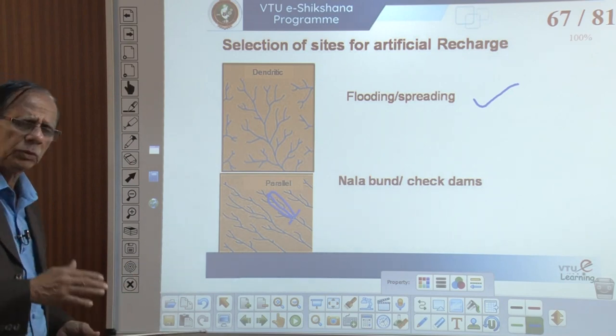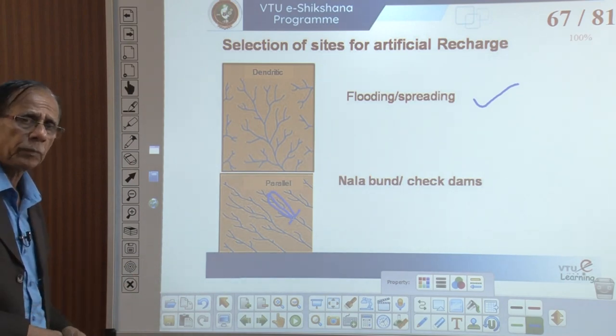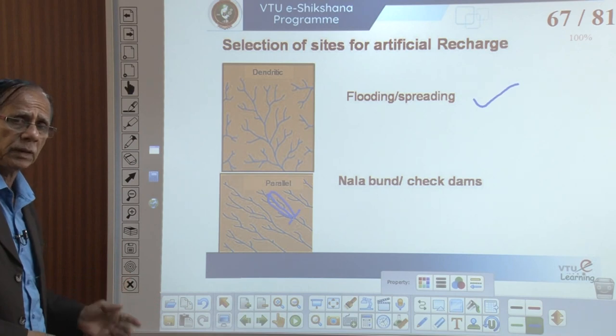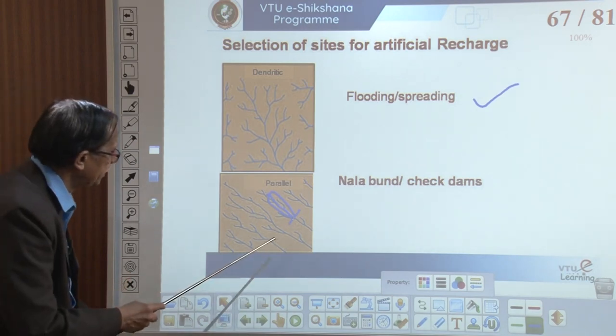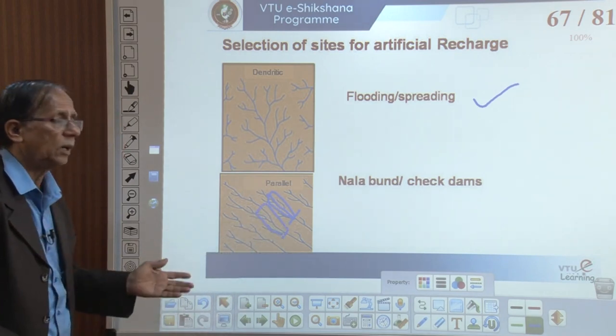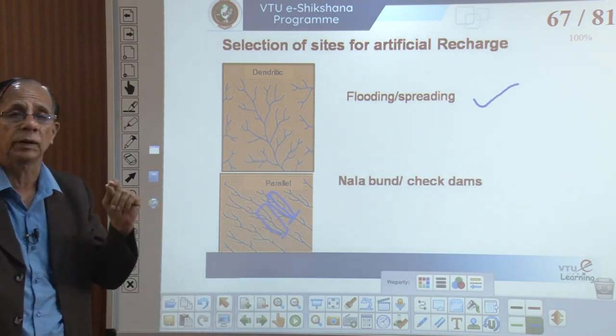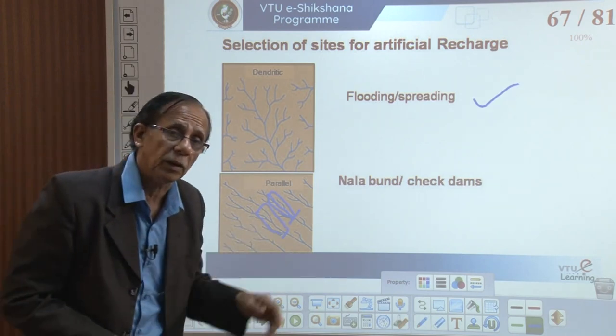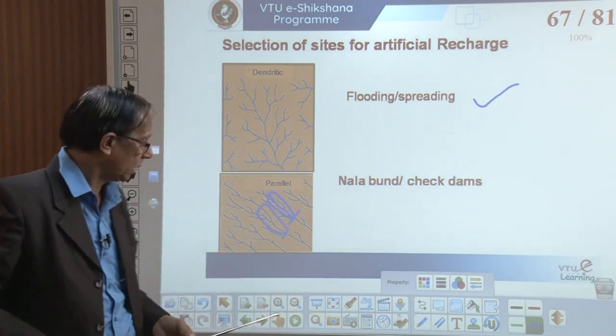A check dam is to check sediment, in fact. A better word is nala bund. A nala bund is an ideal harvesting structure wherever there is structural control, meaning the river flows on a more or less straight path indicated by the structure below it.